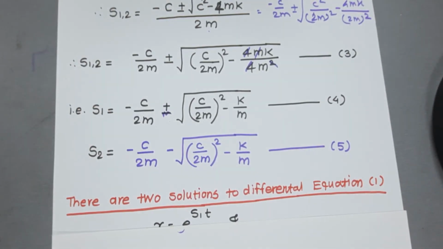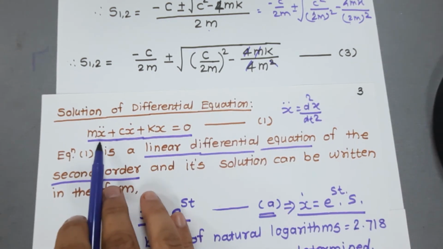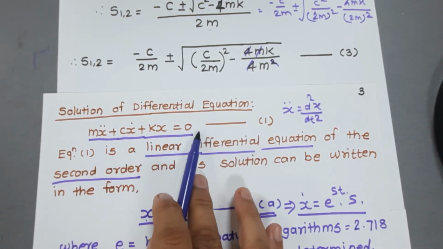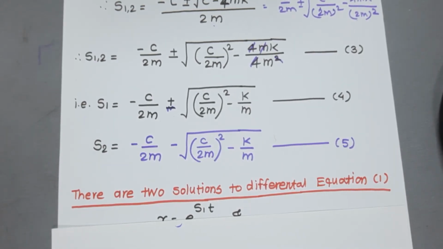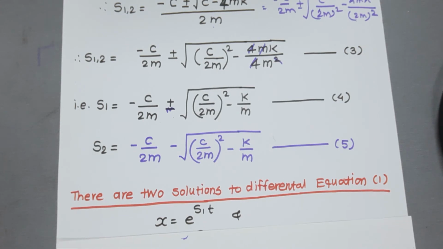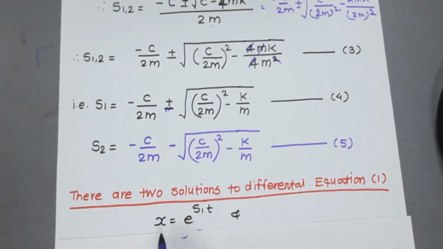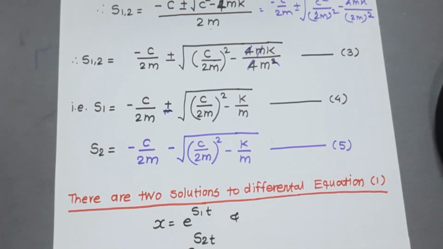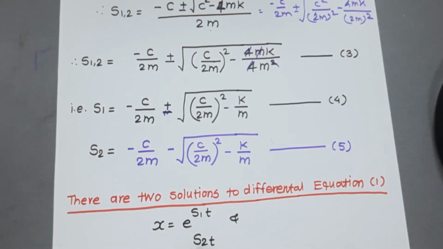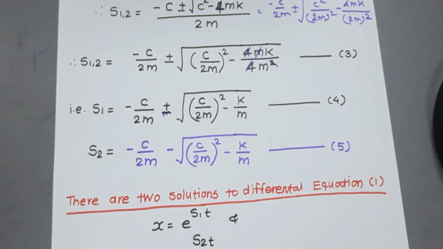For this equation number 1, observe: mx double dot plus cx dot plus kx is equal to 0. This differential equation has two solutions because we have two S1, S2 values, so two roots. First is x is equal to e raised to S1t and x is equal to e raised to S2t. Because two roots are there, we have two solutions in the form of S1 and S2.